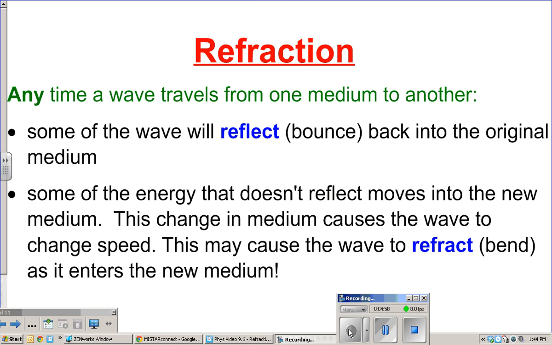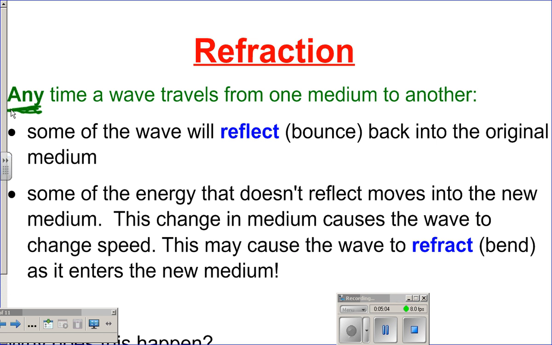All right, so on with refraction. Anytime a wave travels from one medium to another, a couple things happen. First of all, some of the wave will reflect. In other words, bounce back into the original medium. Okay? And then some of the energy that doesn't reflect will move into the new medium. This change in medium causes the wave to change speed, and depending on how the wave enters the new medium, it could cause the wave to refract. All right, so in the same way that reflect is a fancy word for bounce, refract is a fancy word for bend. So depending on how the light enters the new medium, it could bend, it could refract.